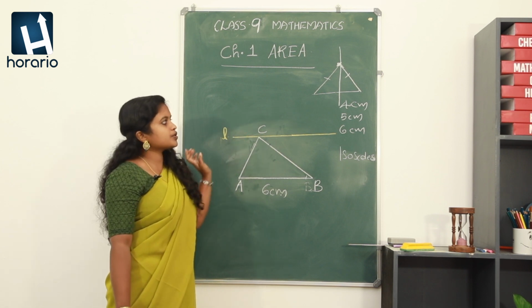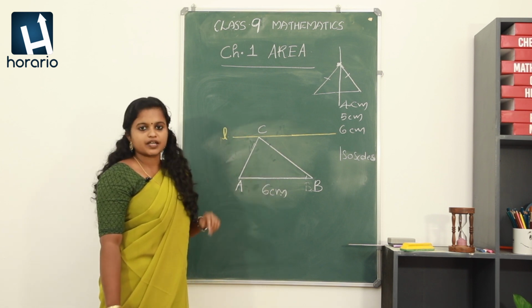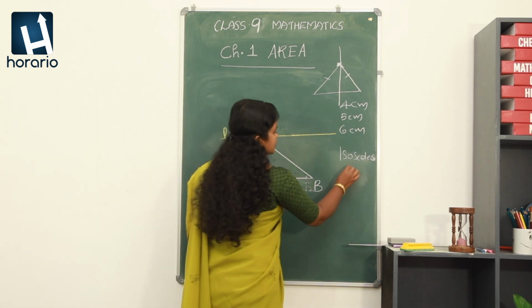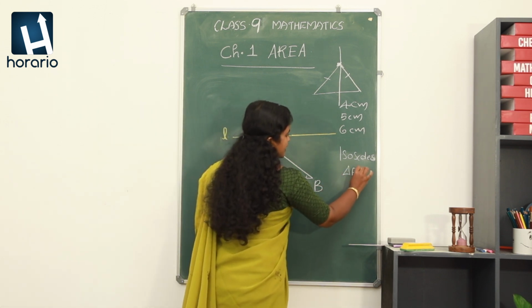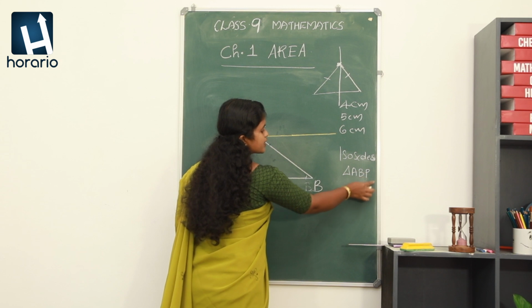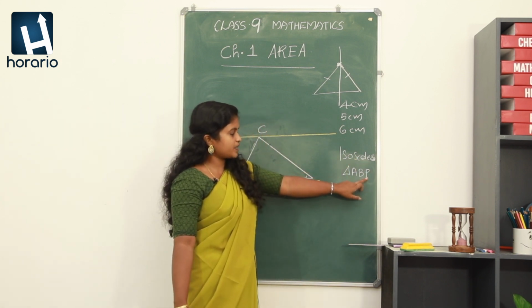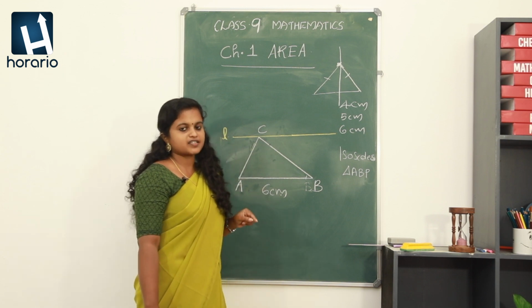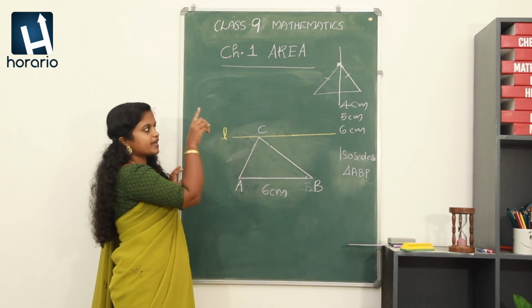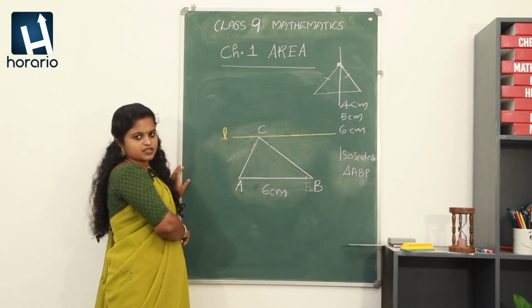So we are going to use this concept to construct the required triangle. Again, we are going to construct the triangle ABP. We just need to identify the point P. And for identifying point P, we are using this technique. For an isosceles triangle, the third vertex will be lying on the perpendicular bisector of the base.